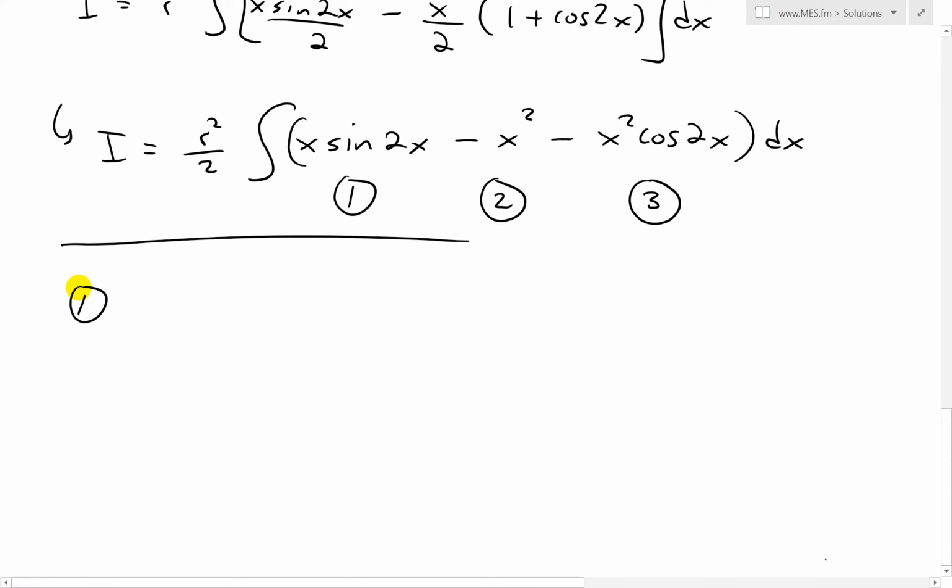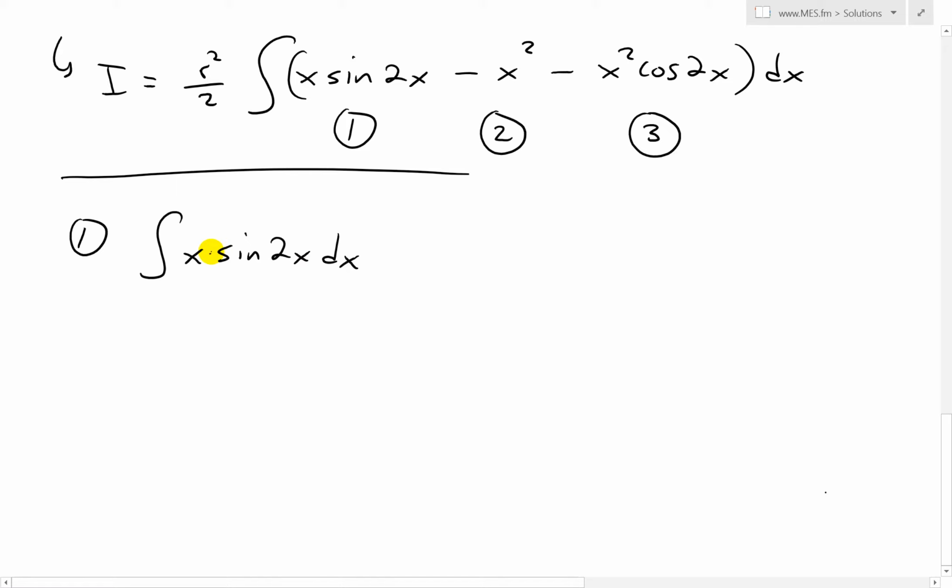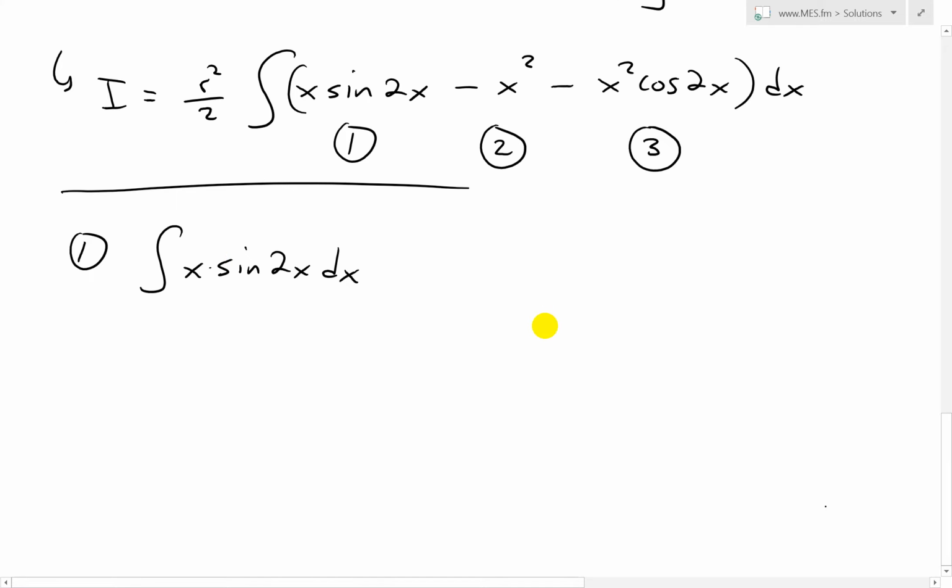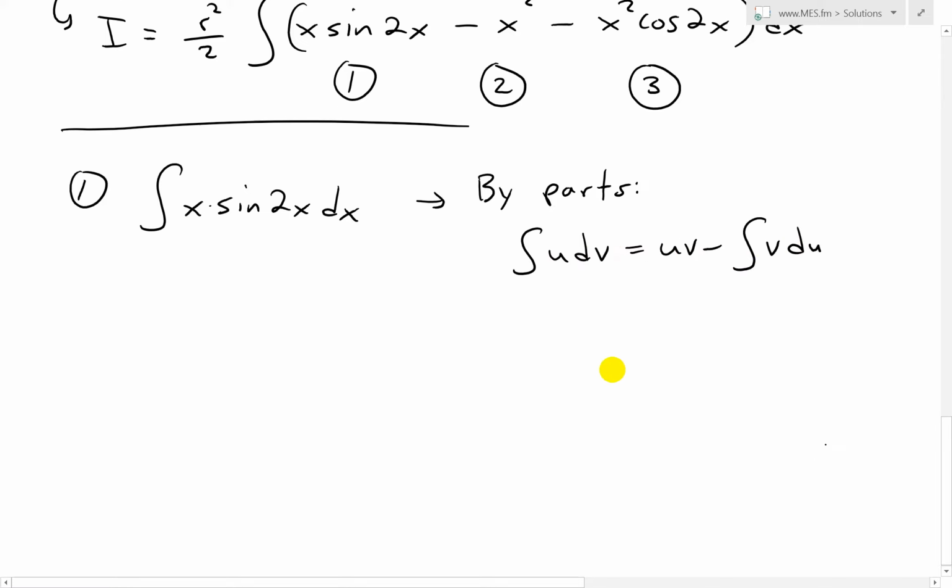So for number 1, we have right here the integral of x sine 2x dx when you multiply that inside. Now to solve this one, because we have a product of 2 different functions, recall or just notice that the derivative of x is dx, so that simplifies. So that's a clue that if we integrate by parts, we could actually simplify this and solve it. So by parts, integration by parts, recall when you have something like the integral of u dv, it equals uv minus the integral of v du. So that's just the typical formula.